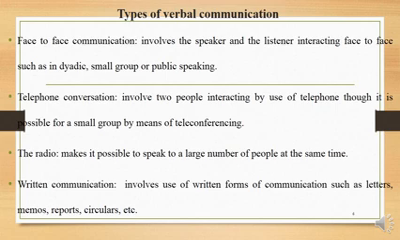The telephone conversation involves two people interacting by use of telephone, though it is possible for a small group by means of teleconferencing. We have the radio, which makes it possible to speak to a large number of people at the same time. We have the written communication, which involves use of written forms of communication such as letters, memos, reports, and circulars. So in verbal communication, we've seen face-to-face communication, telephone conversation, the radio, and the written communication.